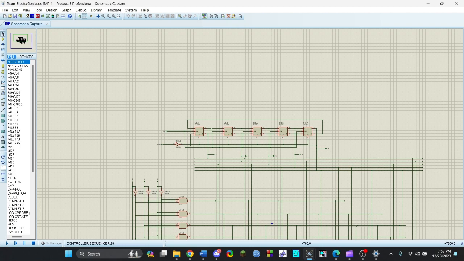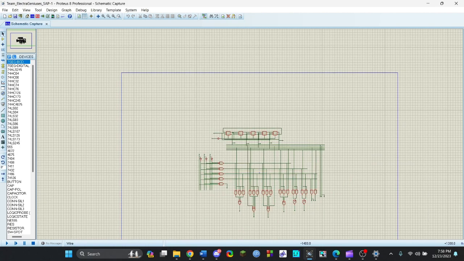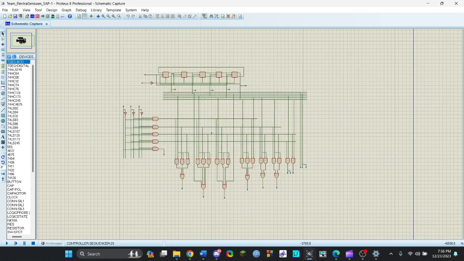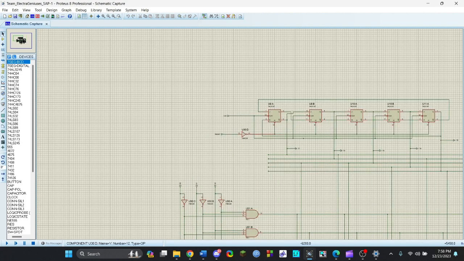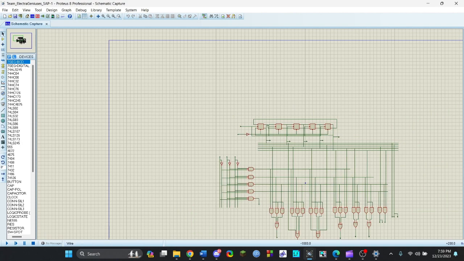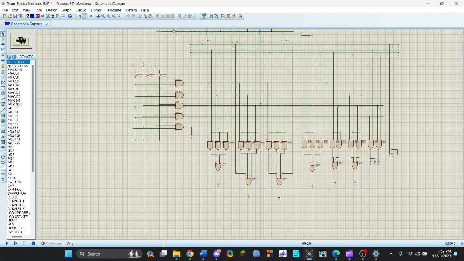And there is a reset option. The reset option is used to terminate the current operation or process and start over from the beginning. A NOT gate is used. We can see a NOT gate is used to invert the logic level of the reset signal. And we used AND gates and OR gates. We can see these basic gates. Using these, we get 12 different outputs for 12 different control bits.